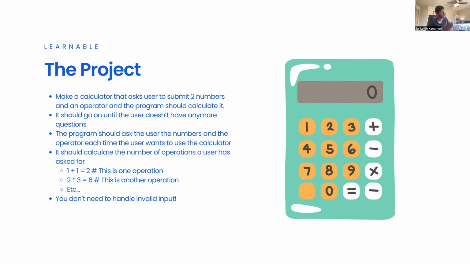Some examples are like 1 plus 1 is equal to 2. This is one operation. 2 times 3 is equal to 6. So they input 2, they input star, and they input 3, and that's equal to 6, and so on. And you don't need to handle any invalid input. That is just not part of this project. We'll go to that when we need to, but for this exact project, there's no need for you to handle invalid input.